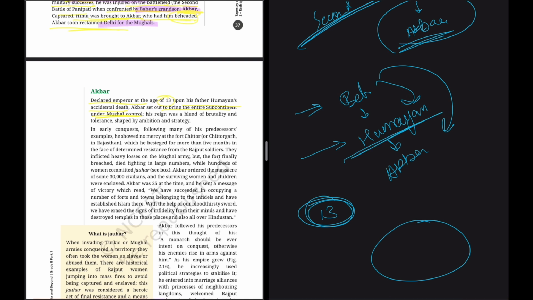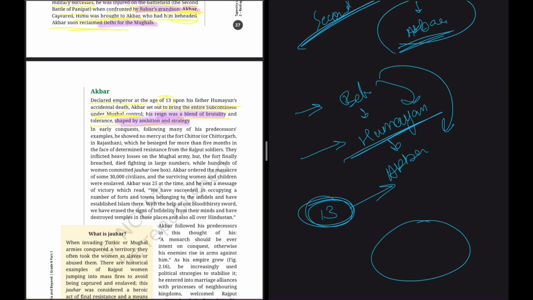So there was Humayun's accidental death, and therefore Akbar was declared to be the emperor. His reign was a blend of brutality and tolerance, shaped by ambition and strategy. So even though he was brutal, he was also a very ambitious and strategic person.